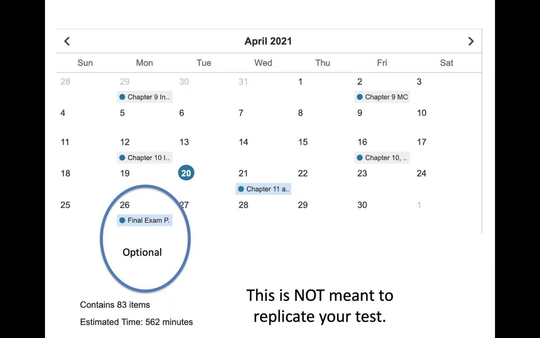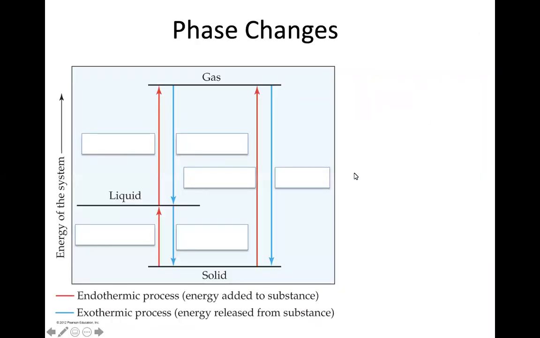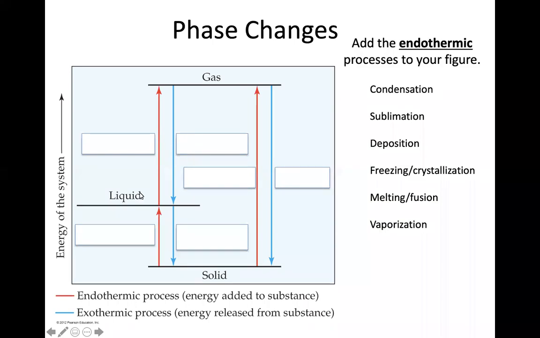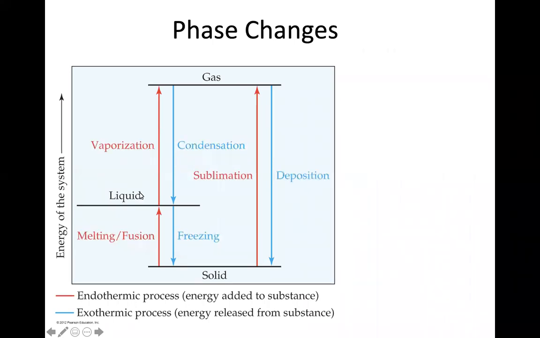Now, where we were at then last time, ideas that we were wrapping up within chapter 11. We were looking at different phase changes between solid, liquids, and gases. We were identifying ones that might be endothermic or exothermic. So we wanted to be familiar with each of the different phase changes and whether it's endothermic or exothermic.